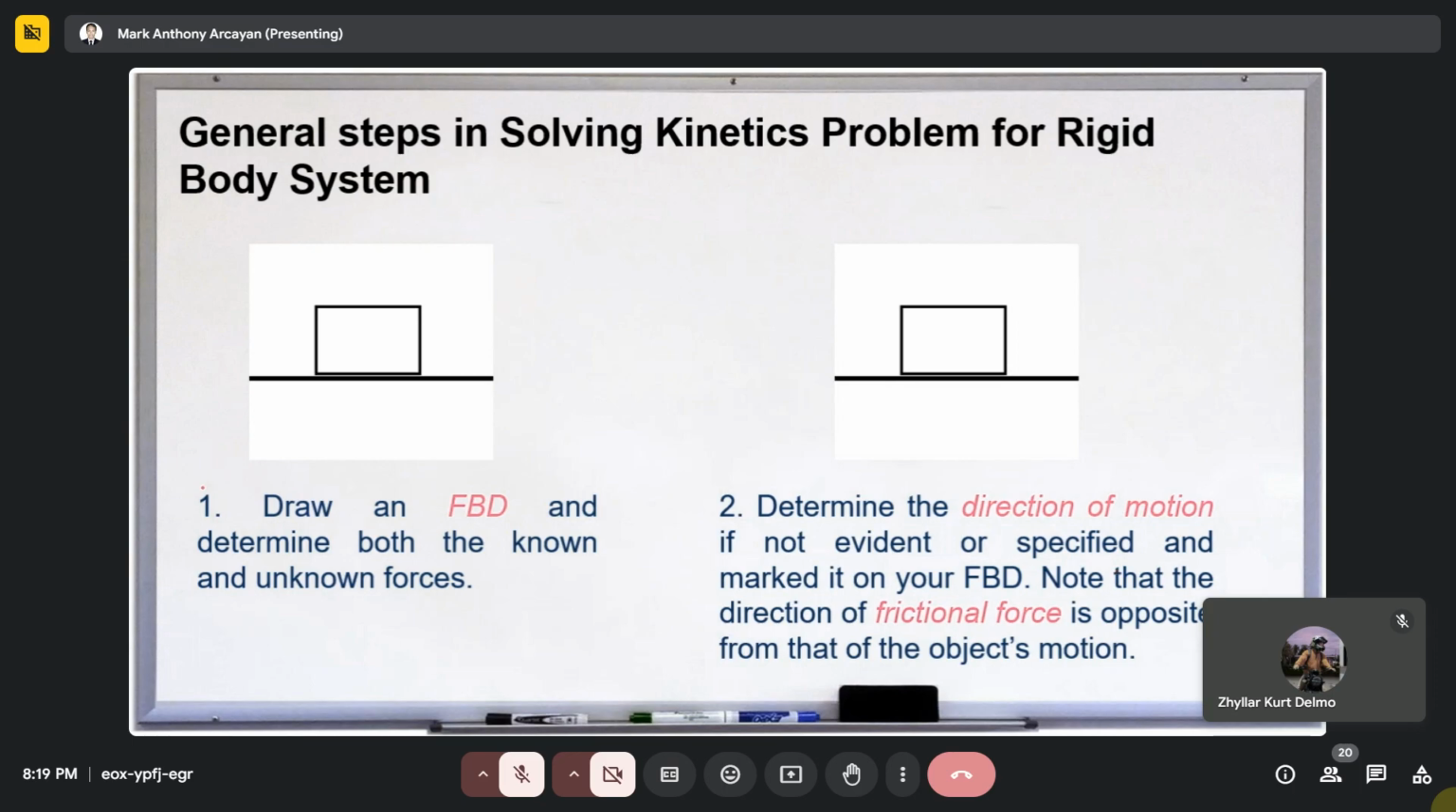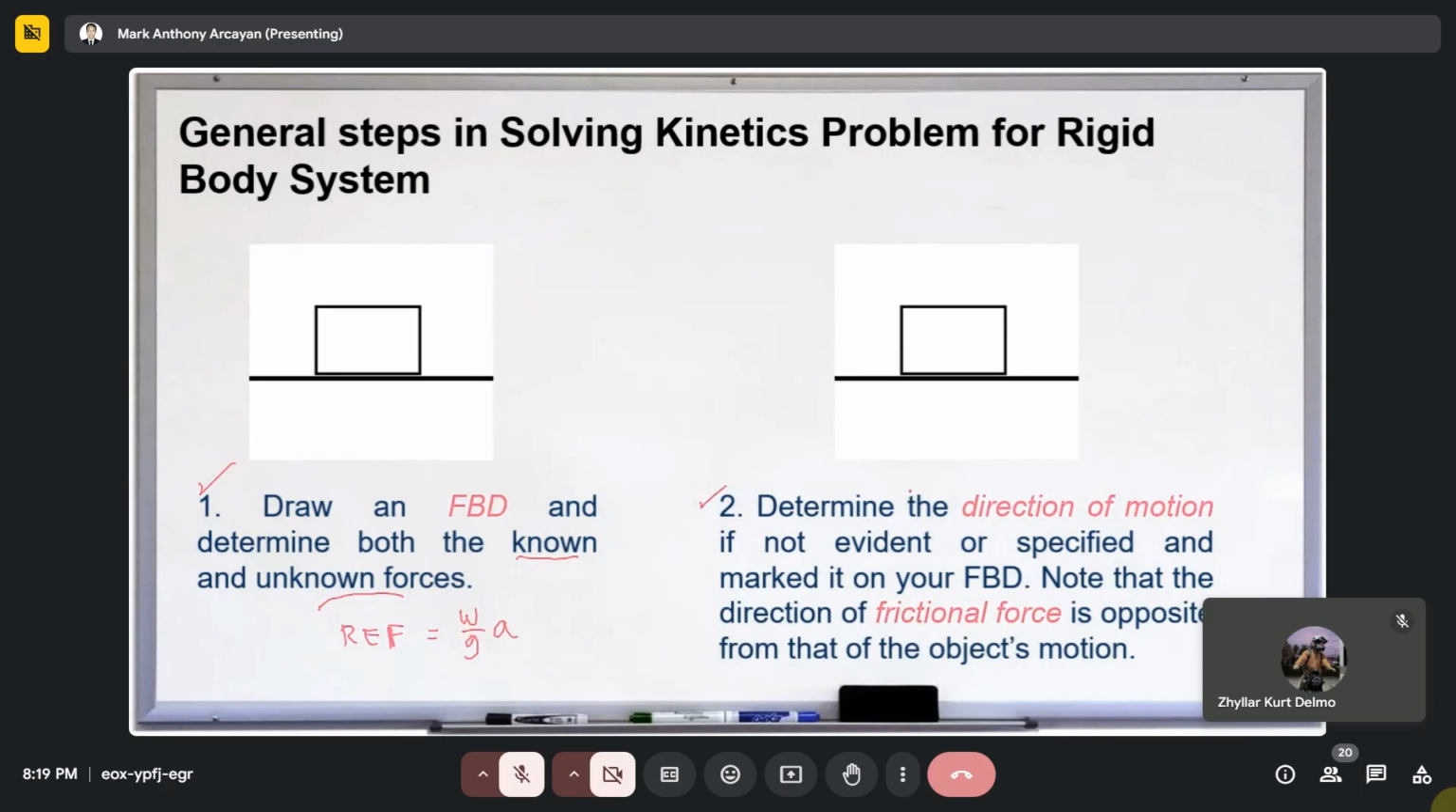The first step is to draw an FBD and determine both the known and unknown forces. What are these known forces? These known forces are based on the external forces that are given in the problem. And for the case of the unknown forces, these are forces due to the acceleration. And from D'Alembert, we refer to that as the reverse effective force, the REF, which is equal to the mass times the acceleration.